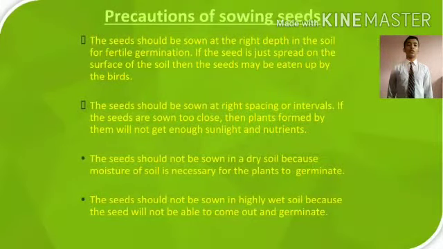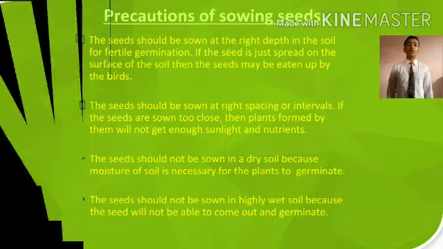Now here are some precautions to be taken while sowing the seeds. The seeds should be placed at the right depth and with proper spacing, otherwise the crop seeds can be eaten by the birds and will not get enough sunlight to grow. The seeds should also not be sown in dry soil or in very wet soil. In both cases, the seeds will not be able to germinate.